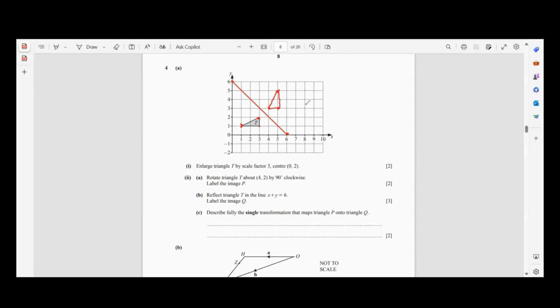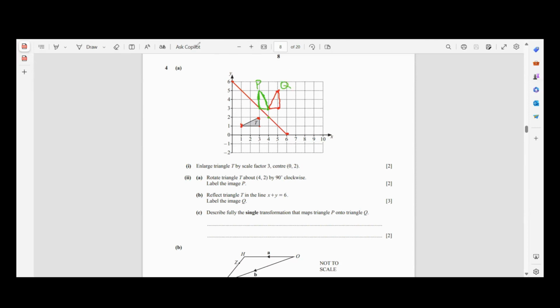That's for the B. Now for the C, we have to describe the transformation from P to Q. So from the P, just now it is 4, 2. Just now here. Yeah, this. From P to Q. So this is the P, this is Q.